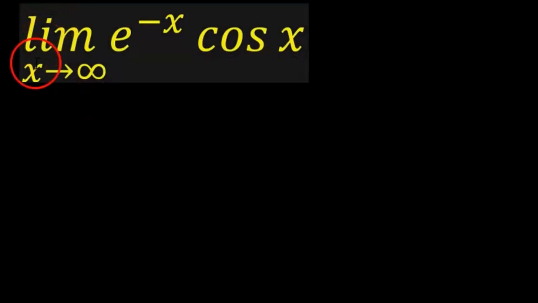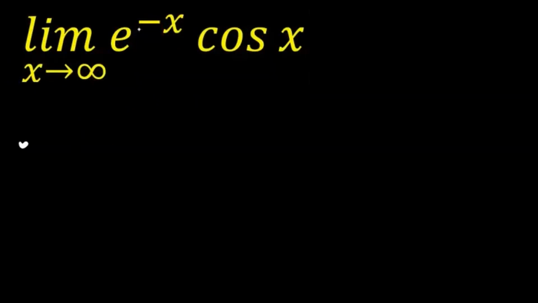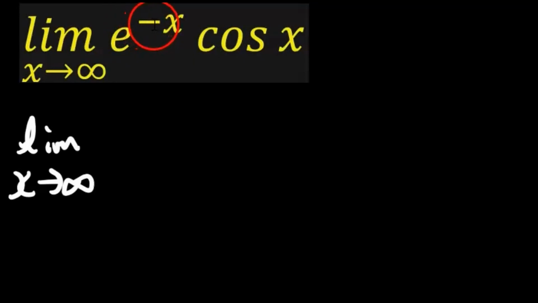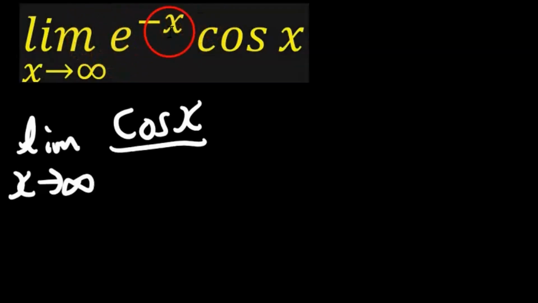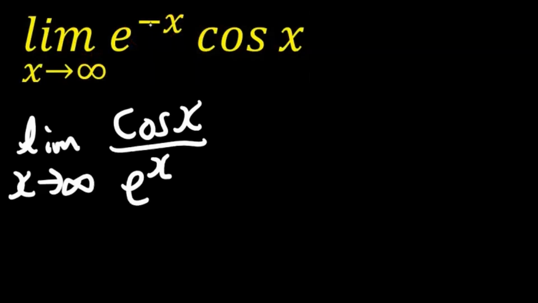Next one here, the limit as x goes to infinity of x to the negative x over cos x. Now, this might look confusing, but if you rewrite this, it's actually not that bad. We just did an example like it. So this is the limit as x goes to infinity. Now, when you have a negative exponent, that means this factor goes to the denominator. Negative just means it's in the denominator. So we have this situation here.